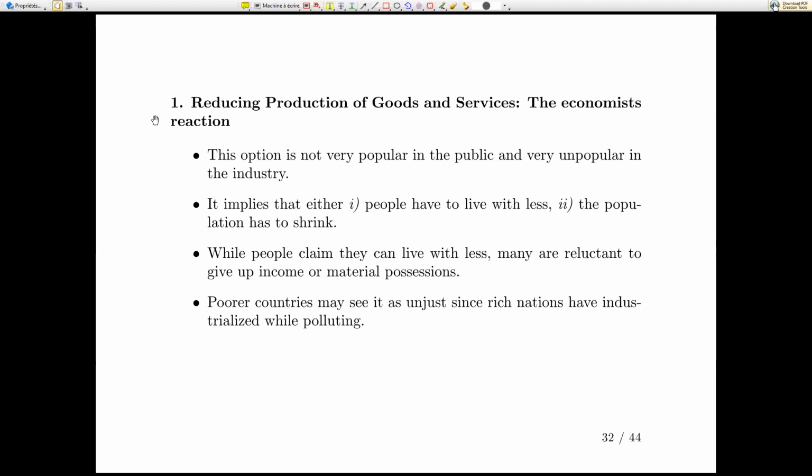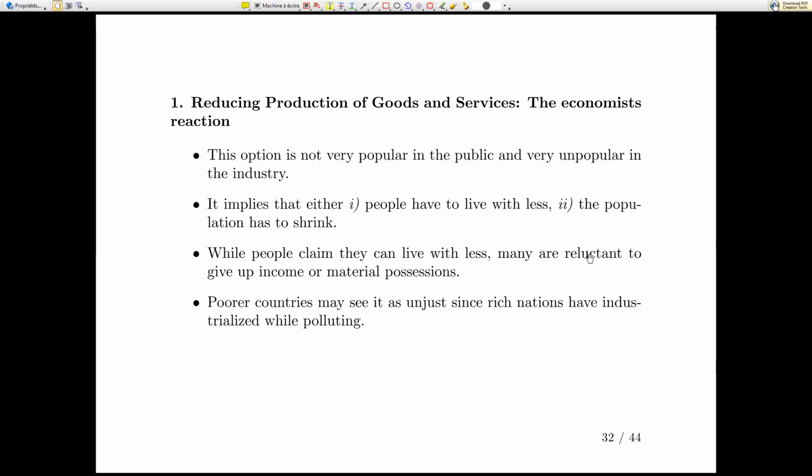People may claim that they're virtuous and they don't mind sacrificing, but when it comes to voting, it's not that easy. And so basically this program implies one or two things. Either people have to live with less, or the population has to shrink. So we have to be fewer people, or the same number of people, but everybody consumes less than they would otherwise.